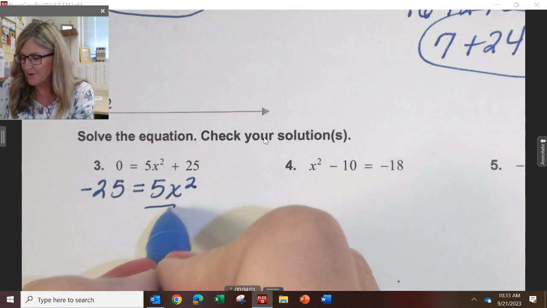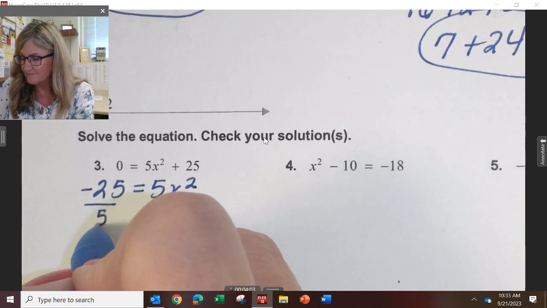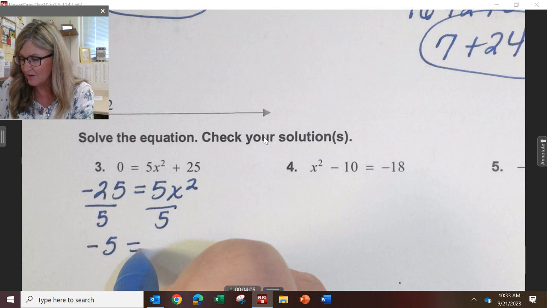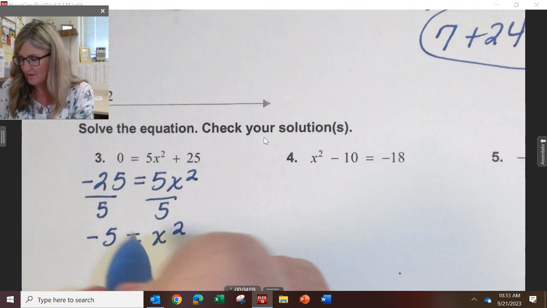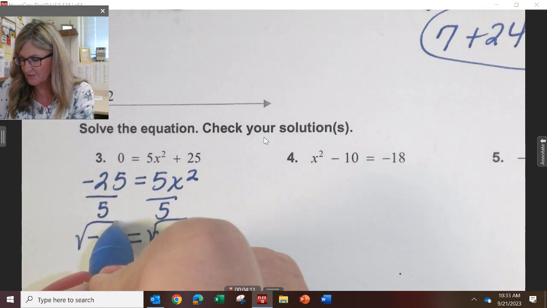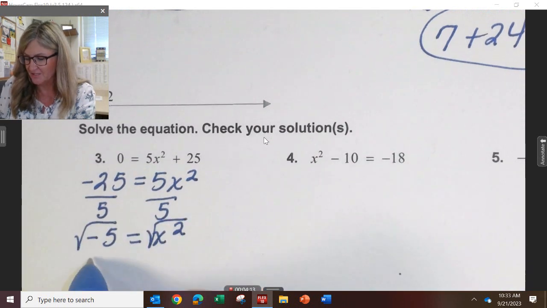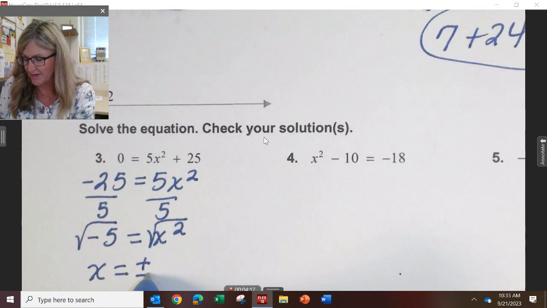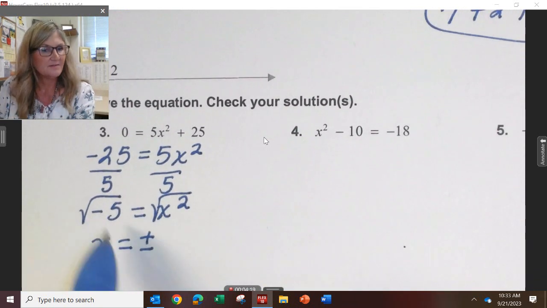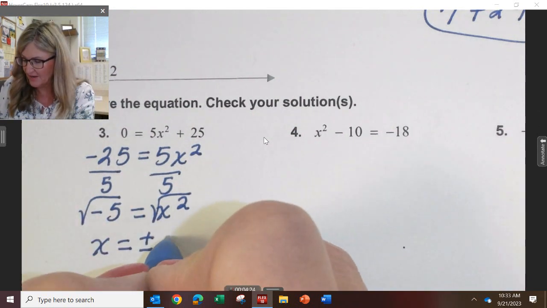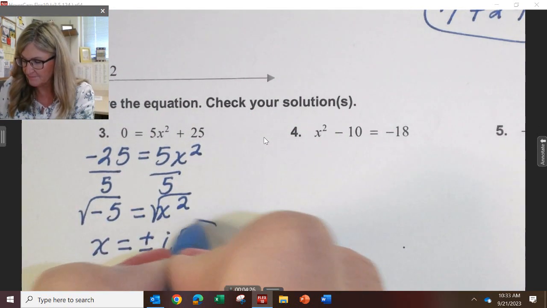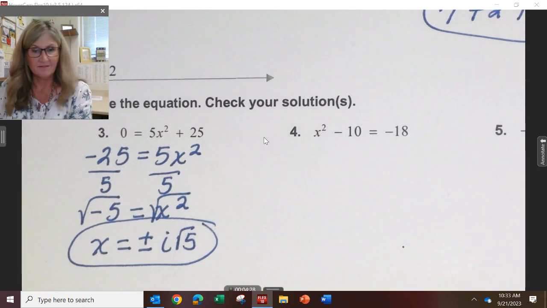Now I'm going to divide by 5. And I have negative 5 equals x squared. Now we're going to take the square roots, and I'm just going to go ahead and use the symmetric property and put x over here and put my plus or minus. And how do I write this? i radical 5, yeah. Easy enough.